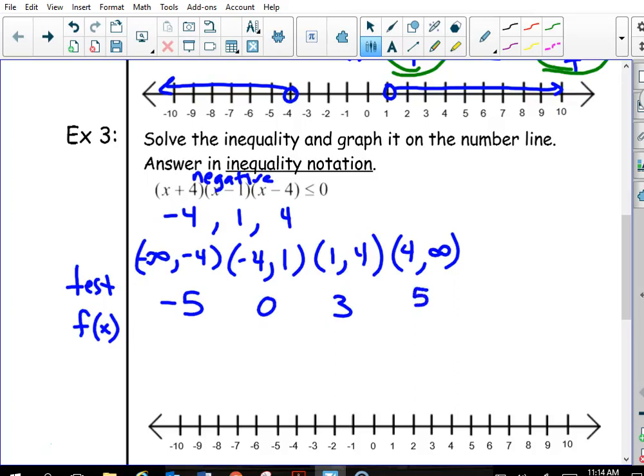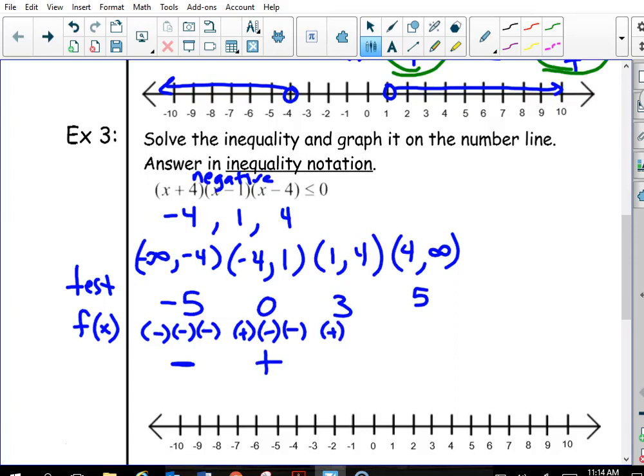Okay, so when I plug in a -5 in all three of those binomials, I get a negative, negative, and a negative. Now when I multiply those together, I get an overall negative. And with 0, I'll get a positive, a negative, and another negative. And when I multiply those, I get an overall positive. Now I could probably guess that the next two are going to be negative and then positive, but might as well go through the motions.